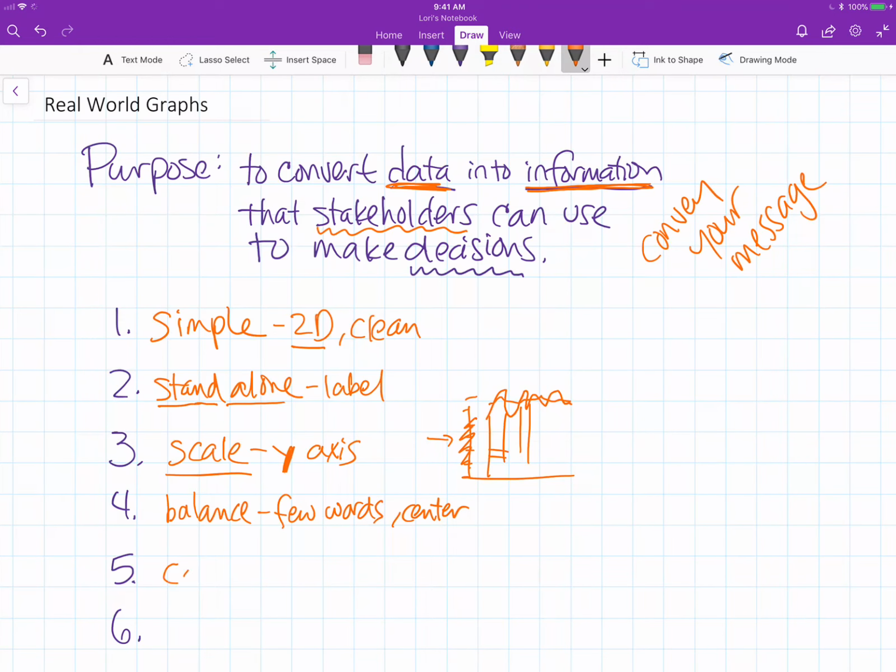The fifth one is color. And when used correctly, color can really, really help to convey your message, because you can do a lot with color that otherwise it would take a lot of information to try to get somebody to really understand what parts of the graph go together.